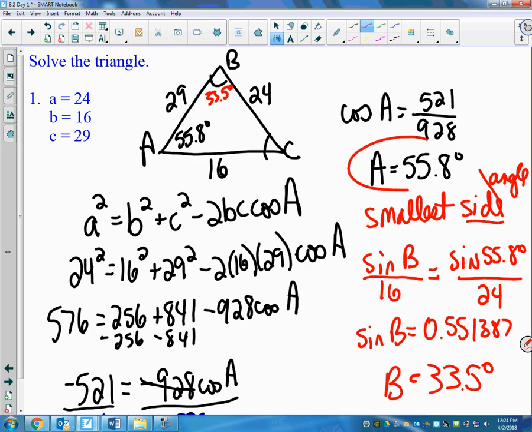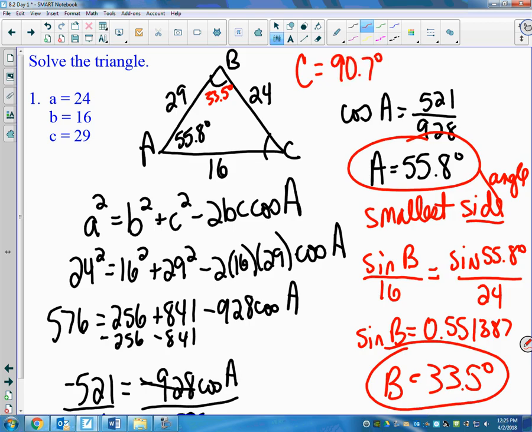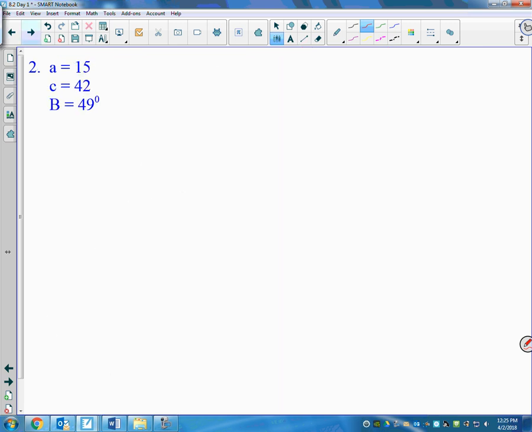And so I have angle A, I have angle B, and now I can solve for angle C by just subtracting from 180. 180 minus 33.5 minus 55.8, and I get 90.7. If you tried to solve for angle C first, you would not get the right answer. So I cannot stress enough that if you go back to law of sines, you have to solve for the smallest side first. Okay? So let's look at one more.